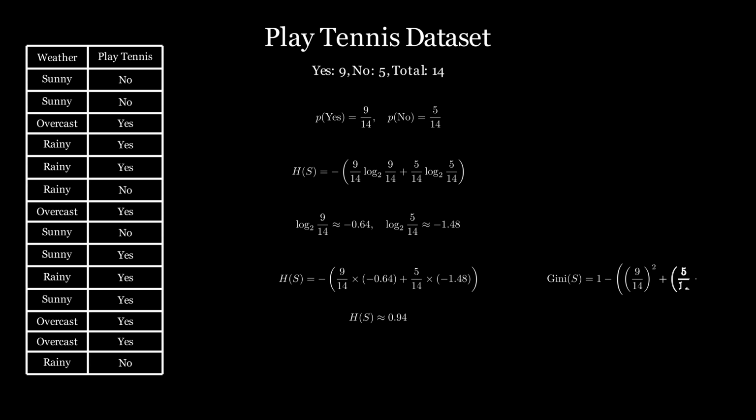Now, let's calculate the Gini index for the entire dataset using the same probabilities. Calculating the squares, (9/14) squared is approximately 0.412, and (5/14) squared is approximately 0.127. So, Gini(S) equals 1 minus (0.412 plus 0.127), equals 1 minus 0.539, equals 0.461.